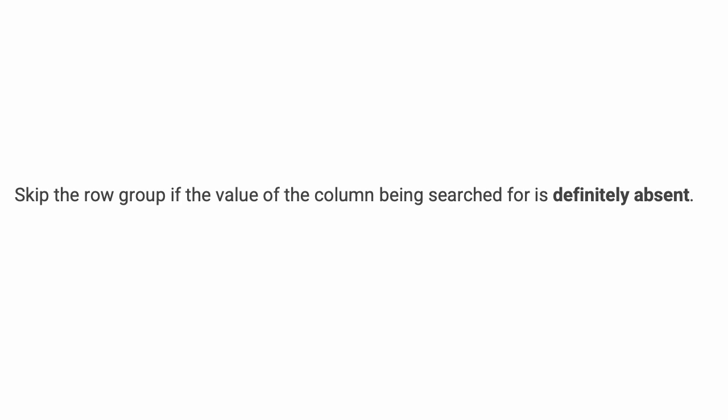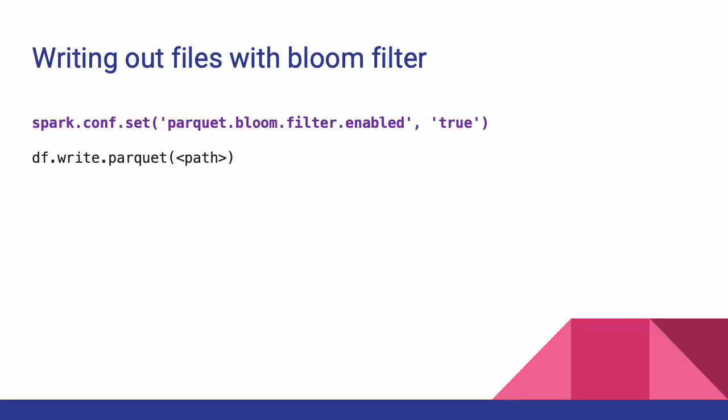So a bloom filter gives you two responses. If the value which you are trying to look for, it is either that it may be present, or it is definitely absent. If the value is definitely absent, you can just skip reading that row group. And when you are creating a file, you can enable the bloom filter when you are trying to write a file. By default, it is not enabled.